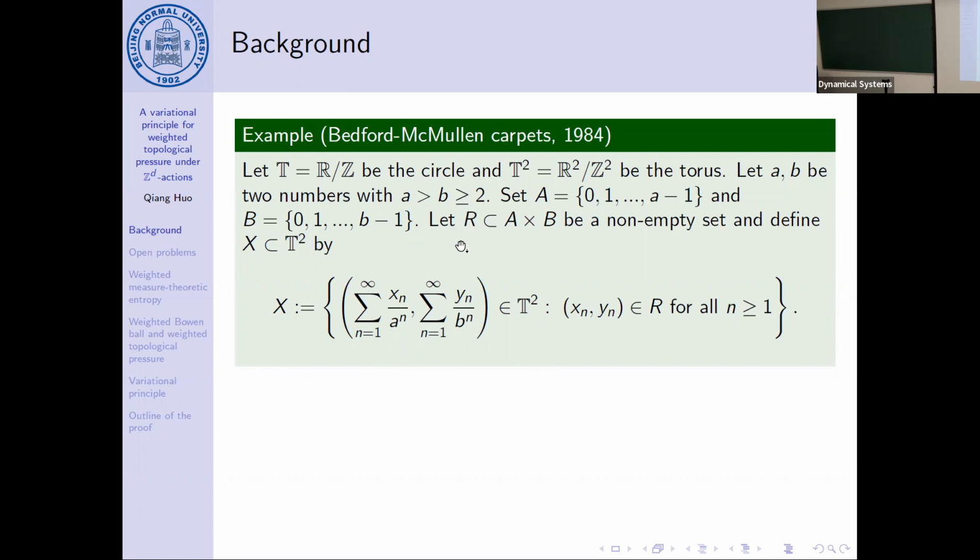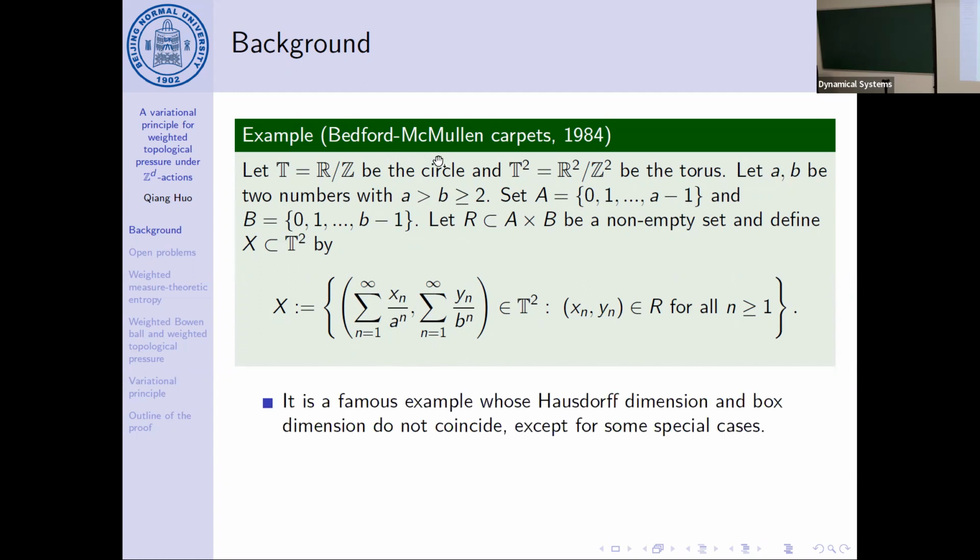First, let us imagine a unit square. The unit square is divided into A times B small rectangles. Then we choose a pattern R. In the next step, we repeat the above process in the small rectangles in the pattern R. And this is the construction of the carpets.